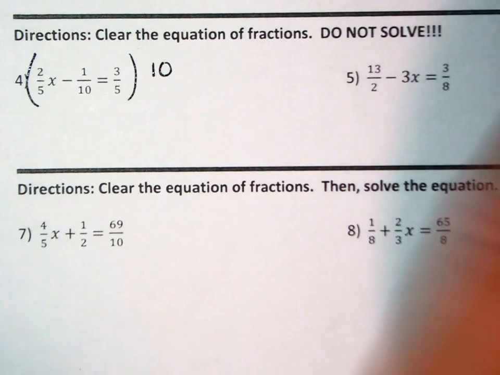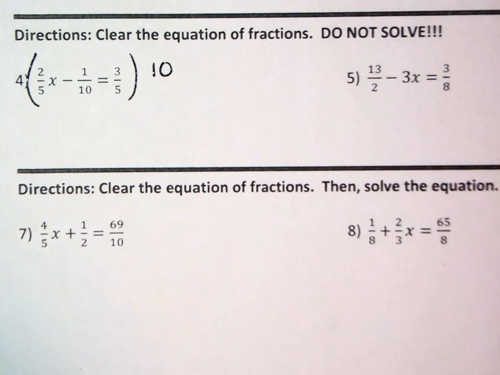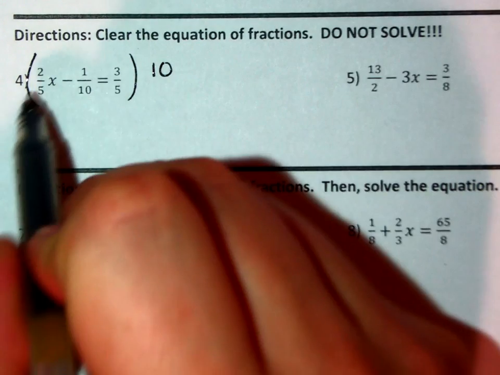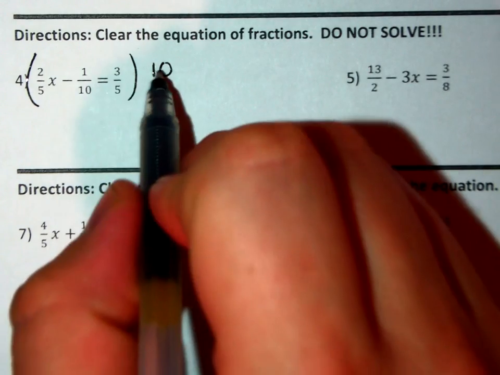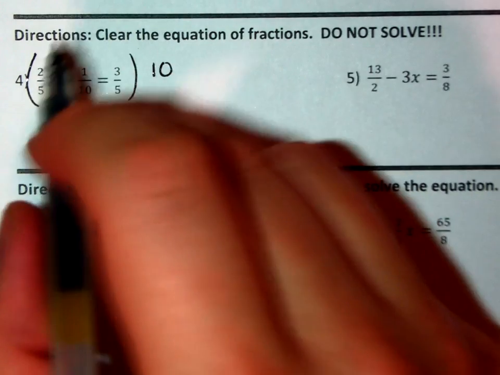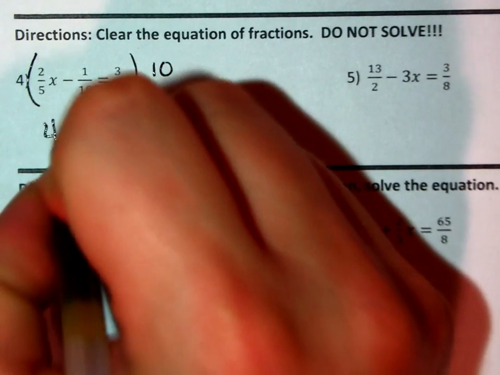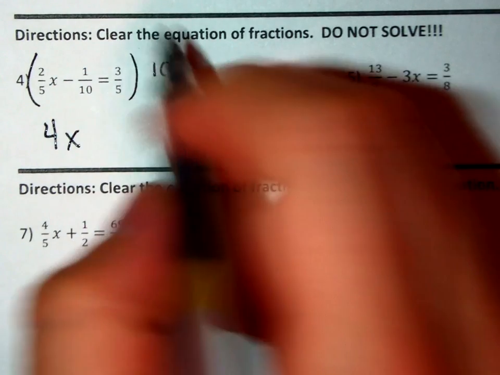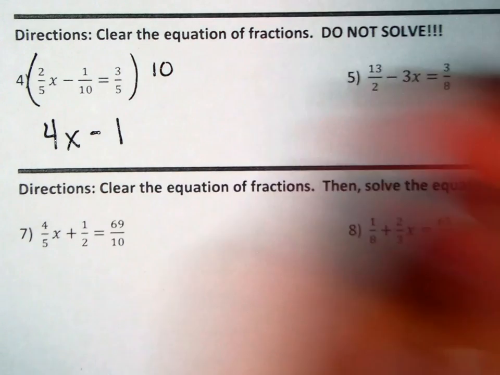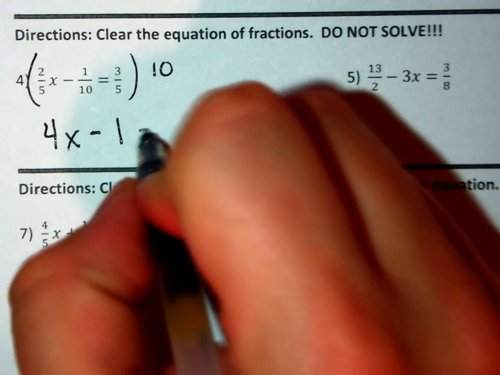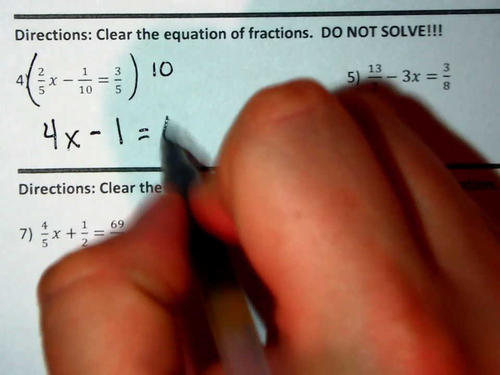And so I need to multiply each fraction by 10. So 2/5 times 10 gives me 10 divided by 5 is 2, times 2 is 4x. 10 over 10 is 1, so minus 1. 10 divided by 5 again is 2, times 3, so that would equal 6.